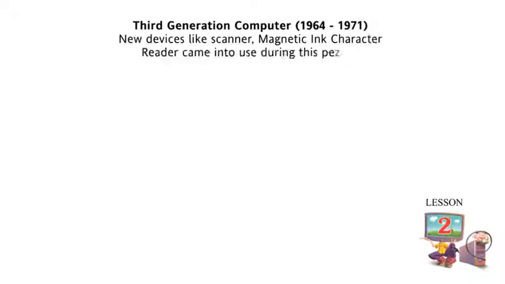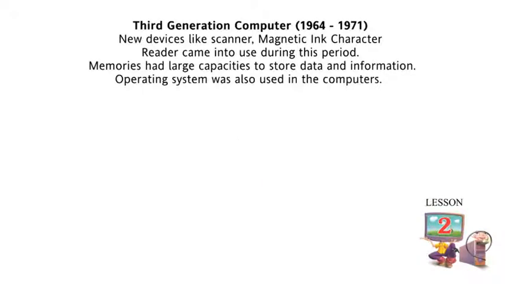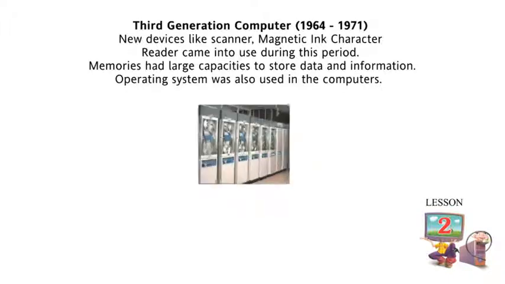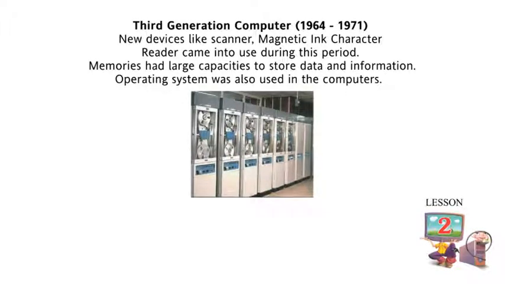Third generation computers, 1964 to 1971. New devices like the scanner and magnetic ink character reader came into use during this period. Memories had large capacities to store data and information. Operating systems were also used in the computers.